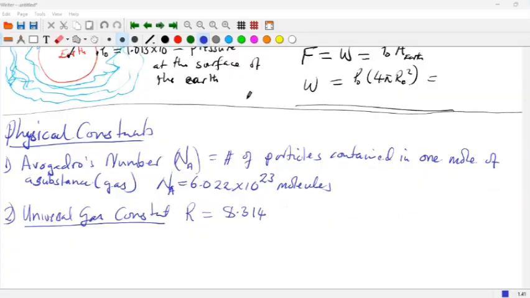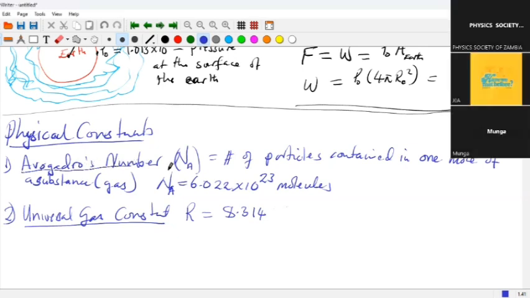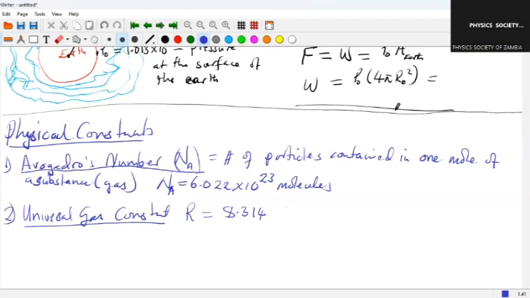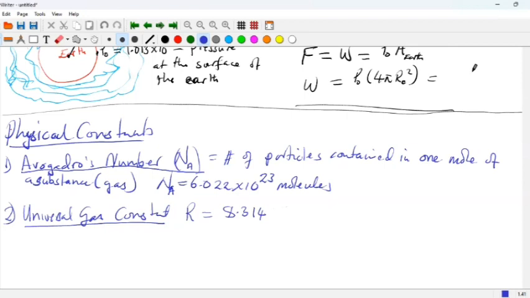I was giving you the physical constants that are of interest. We started off with Avogadro's number. We have made this constant already in our chemistry class. It is also important in physics. Actually, it is the physics people who discovered it, and they found out that there are that many particles in a mole of a substance.